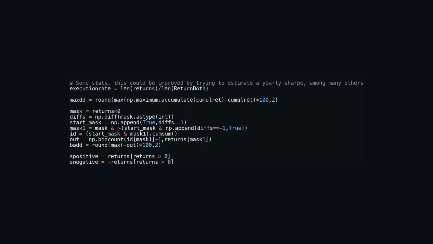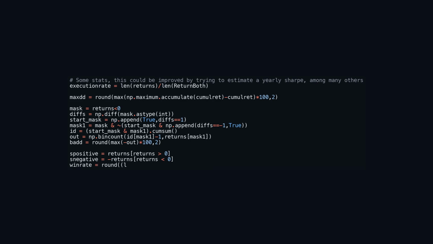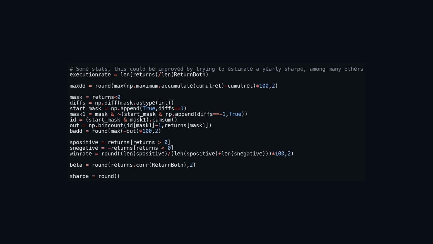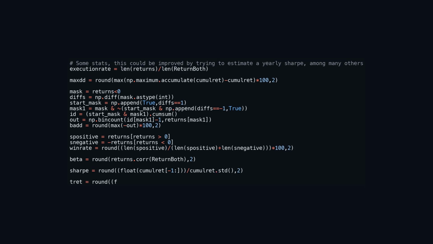Additionally, beta is calculated to reflect the volatility of returns in relation to the benchmark return, both using correlation. The Sharpe ratio is then computed, indicating the average return earned above the risk-free rate per unit of volatility based on cumulative returns and their standard deviation. Finally, TRET is calculated as the last cumulative return percentage, representing the total return achieved over the investment period.